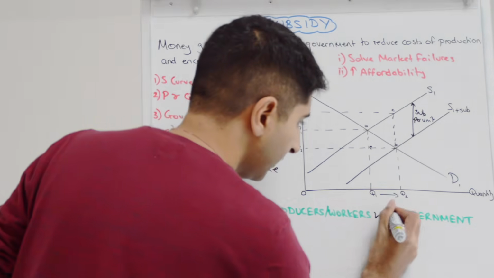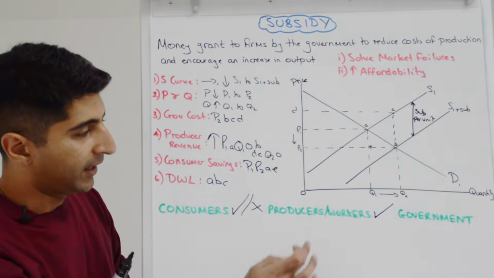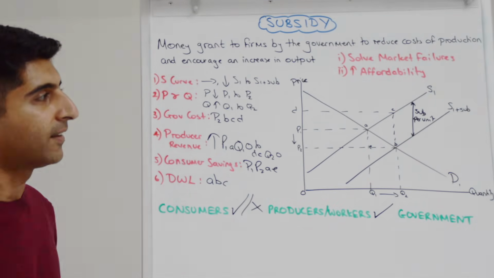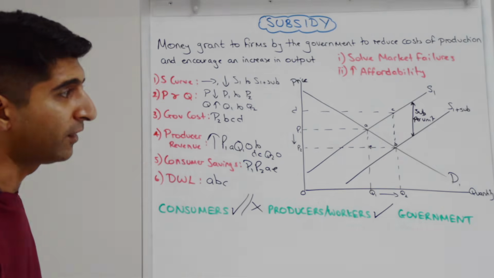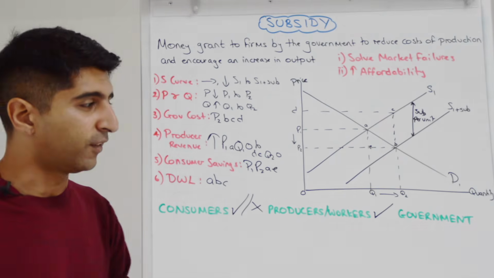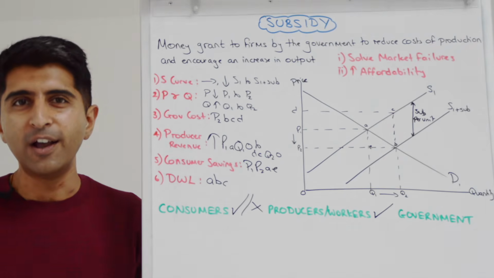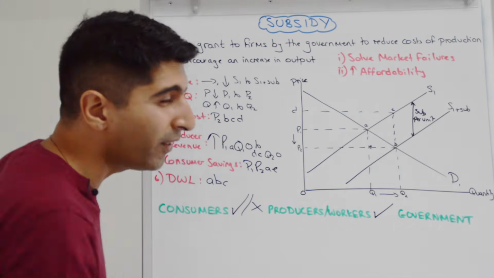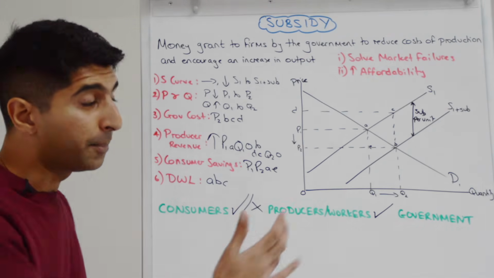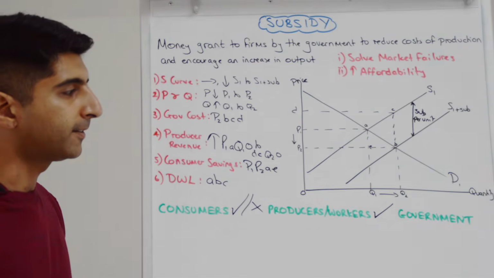Producers and workers definitely love subsidies. I mean, producers, oh yes, please. I mean, we can see why. Huge increase in producer revenue is the main thing, and also a big increase in producer surplus. You will not find producers out there who argue against subsidies. They love them. And even workers, because of higher quantity, we know labor is a derived demand, there could be greater employment here, which is good for workers.